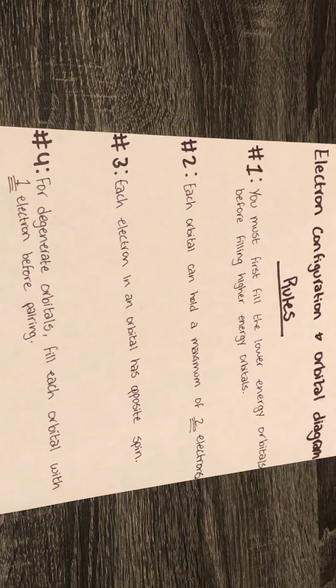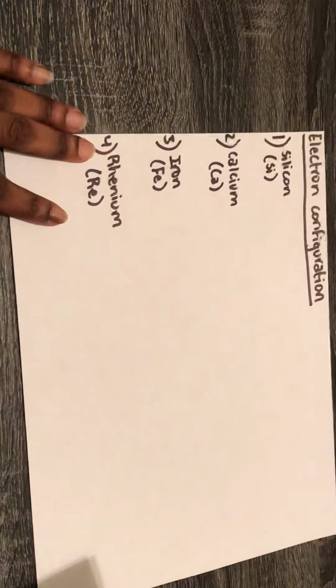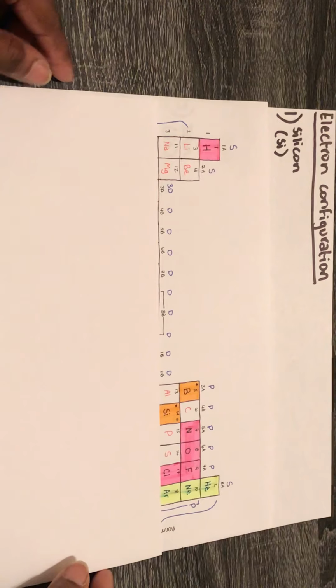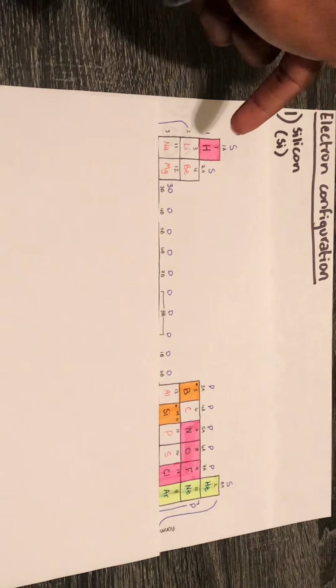Now let's get into some examples so that those definitions and rules make sense. First things first, we're going to start with silicon. Using the periodic table here, you can see that silicon is right here, number 14. So let's block off the rest so that we don't confuse ourselves. When doing electron configuration in orbital diagram, you move from left to right of the periodic table. So we start up here with the H.